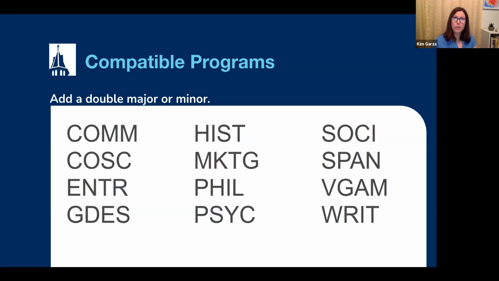If you are a two-year student transferring in, there's still actually time to do a minor. So we're recommending things like communications, computer science, entrepreneurship, graphic design. History also has some really interesting ties to user experience design, marketing, digital marketing, philosophy, psychology, sociology, Spanish even, video game development, and writing and rhetoric. All of these are facets that can be really valuable and useful in a UX capacity.